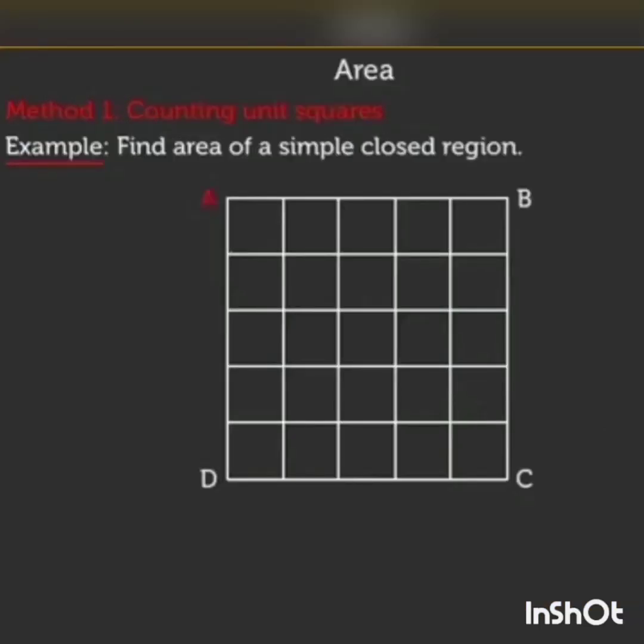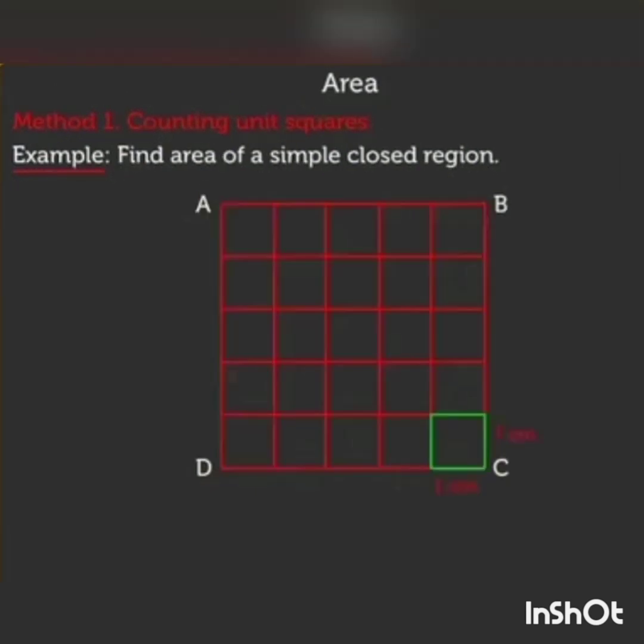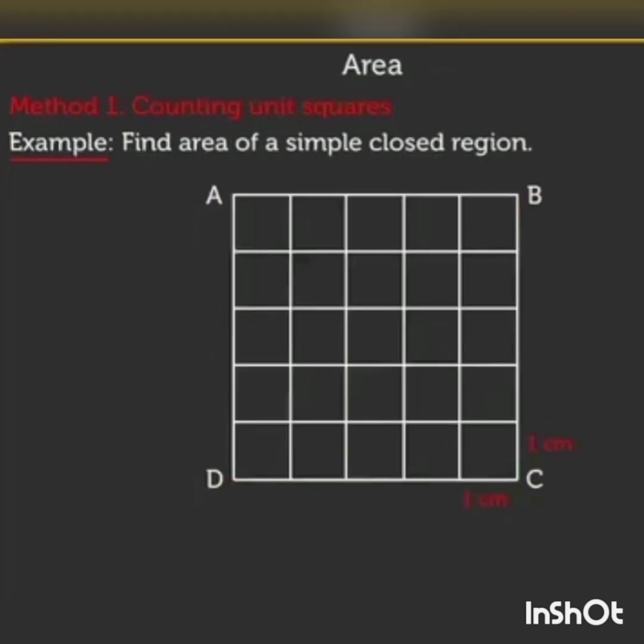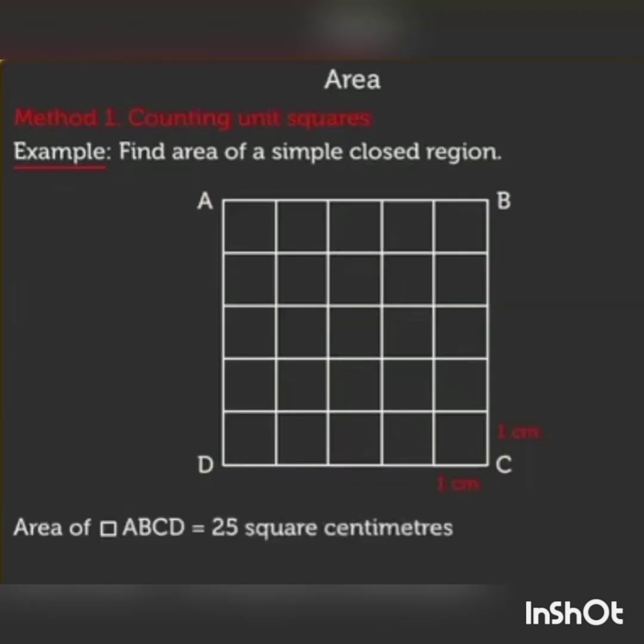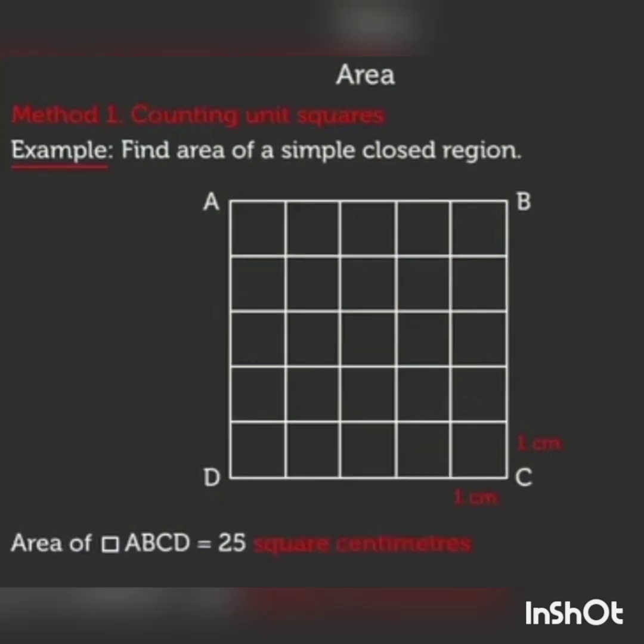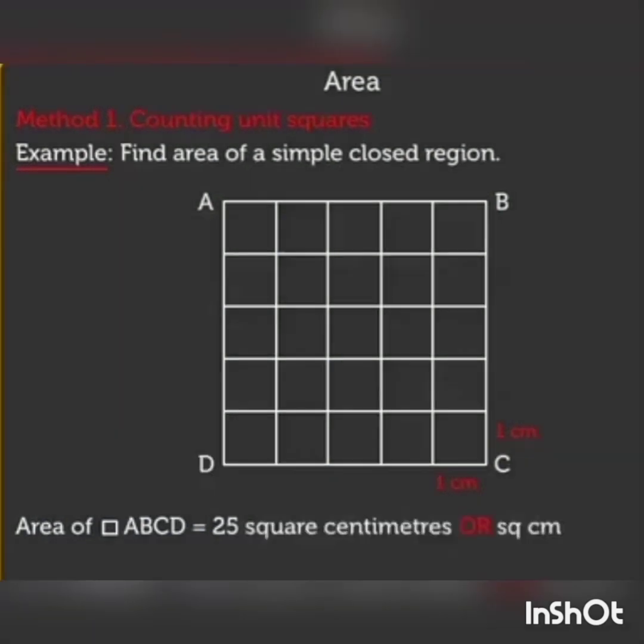Look at this square ABCD. It is divided into 25 equal squares of side 1 centimeter each. Thus, we say that the area of square ABCD is equal to 25 square centimeters. Square centimeters can also be written as sq cm.